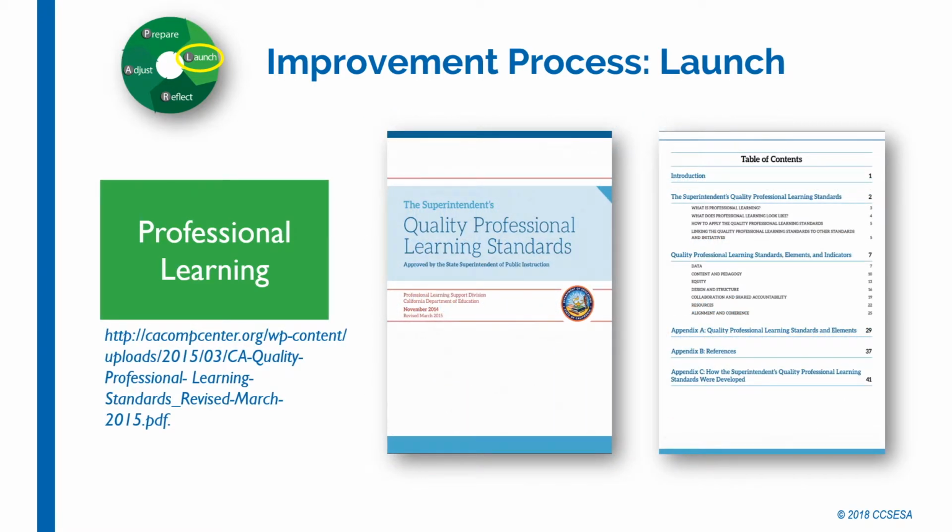The California Quality Professional Learning Standards is a helpful tool to support professional learning planning and implementation. These standards were developed by the California Department of Education in partnership with a group of educators from across the state to identify characteristics of professional learning that are most likely to support educators in building individual and collective capacity to meet professional, school, and student performance expectations. More information about the California Quality Professional Learning Standards can be found using the web link on this slide.